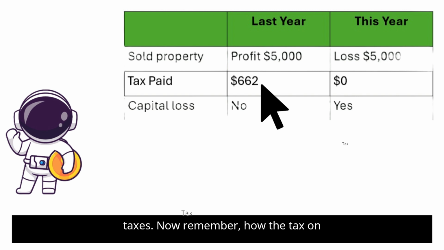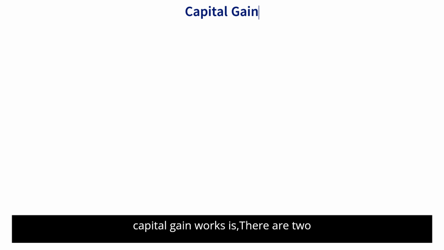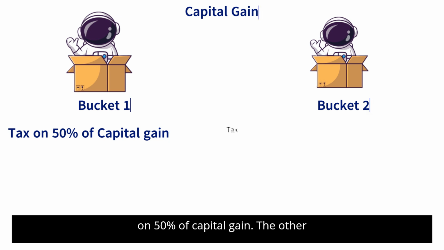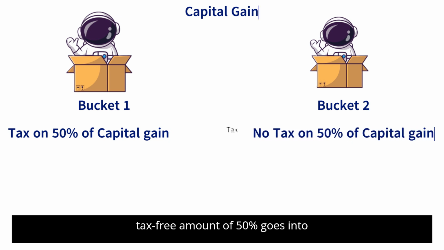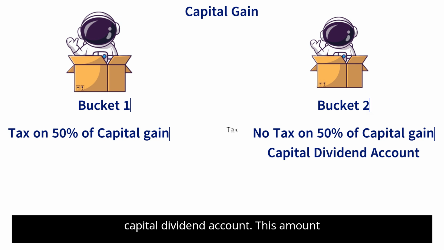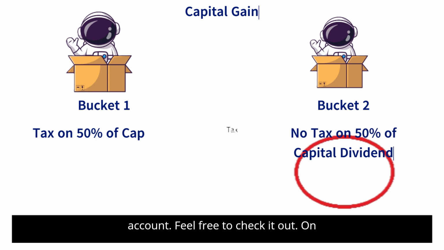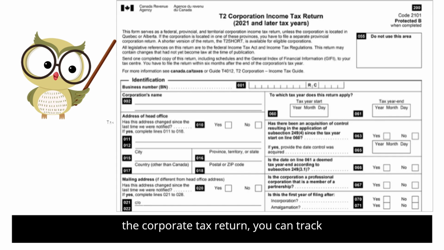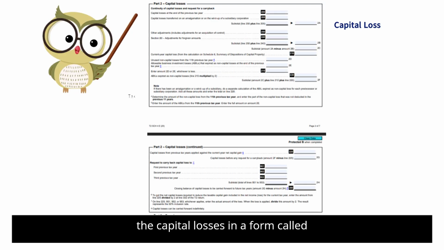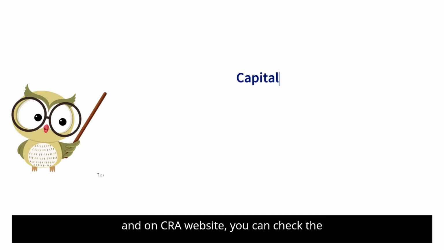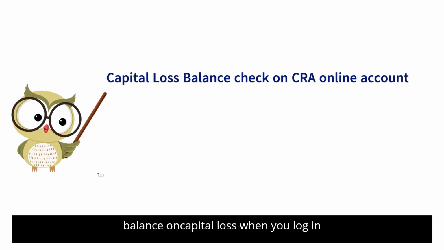Now remember, how the tax on capital gain works is, there are 2 buckets. Tax is only calculated on 50% of capital gain. The other tax-free amount of 50% goes into capital dividend account. This amount that goes into capital dividend account bucket is not taxed. I've made a separate video to explain capital dividend account. Feel free to check it out. On the corporate tax return, you can track the capital losses in a form called Schedule 4, and on CRA website, you can check the balance on capital loss when you log in online.